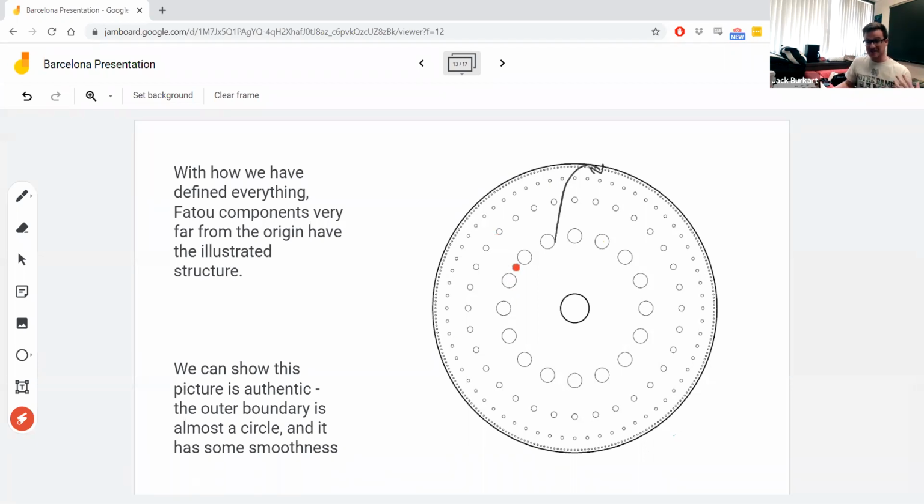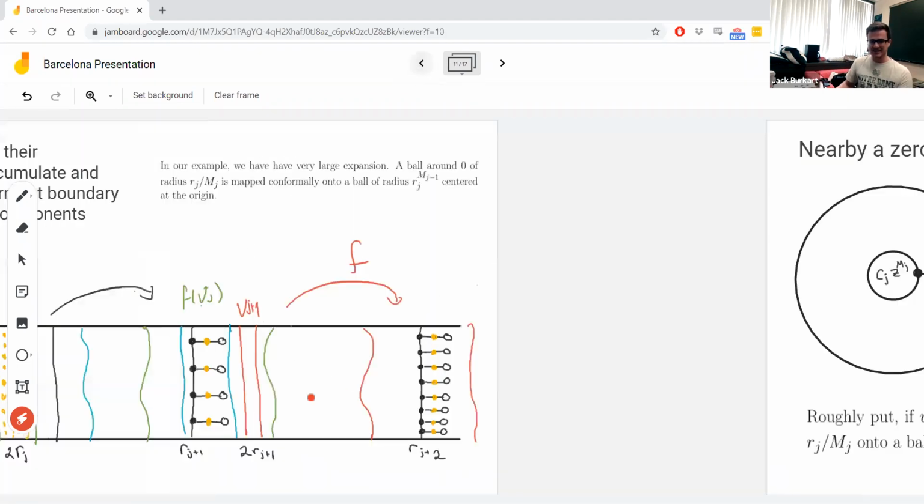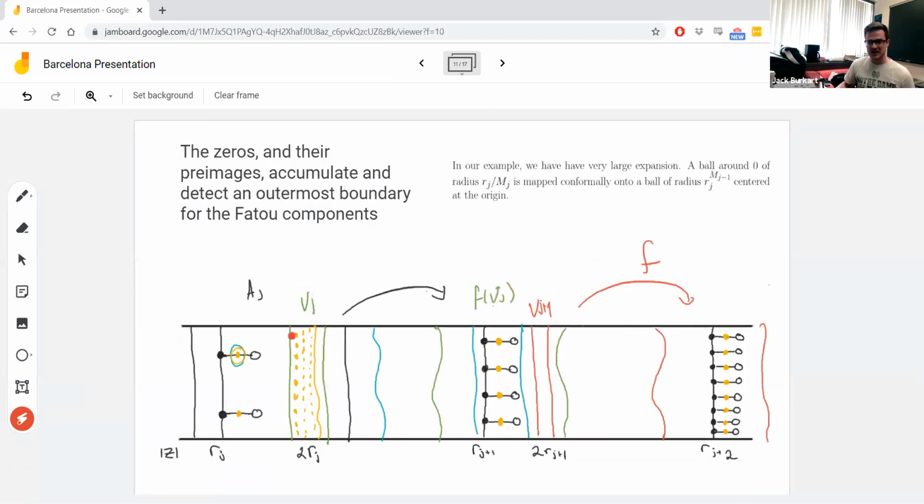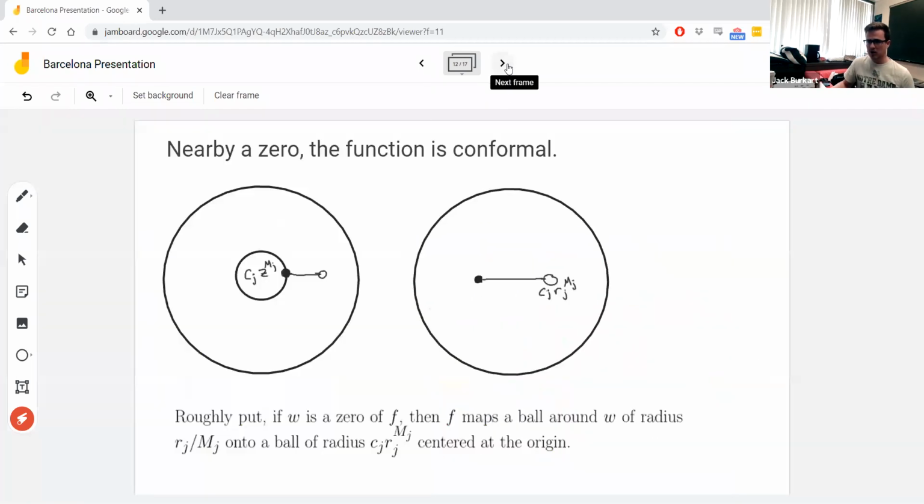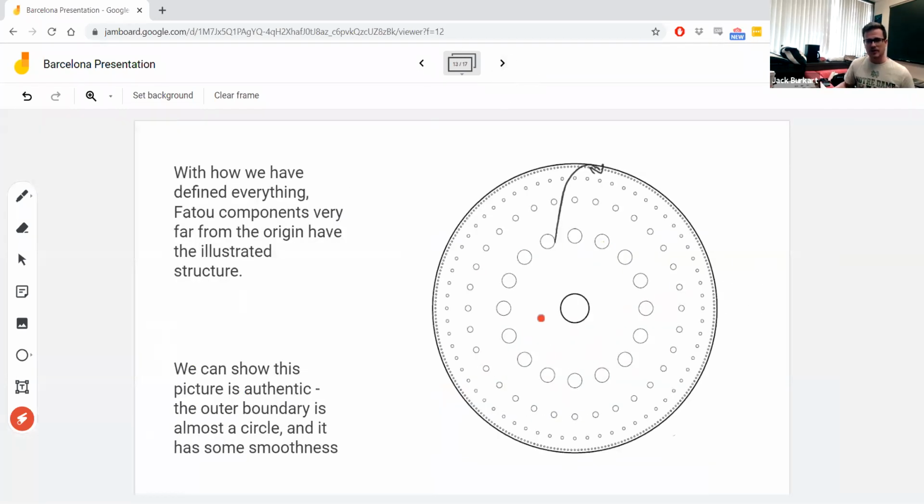But again, we can see that we have a picture like this simply after studying what happens to pre-images of zeros, and with this clever way that we chose the circle of radius 2rj to map onto rj plus 1. Right away, we can see that we have this sort of picture. However, the primary question that we might have is, why does everything have to look necessarily circular? Maybe these zeros can accumulate in a much more exotic way.